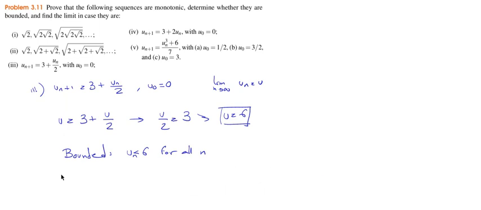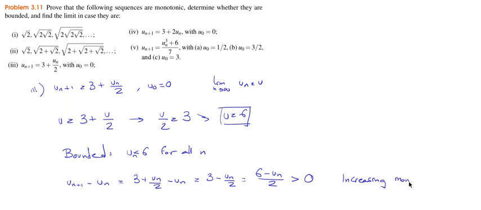Now the last step is to prove that the sequence is actually increasing. As before, u sub n plus 1 minus u sub n is (3 plus u sub n) over 2 minus u sub n. Or in other words, (3 minus u sub n) over 2, and if we take everything in the same fraction, (6 minus u sub n) over 2. But we know that u sub n is smaller than 6 for all n, so this is going to be positive. So u sub n plus 1 minus u sub n is positive, then the sequence is increasing monotonically.